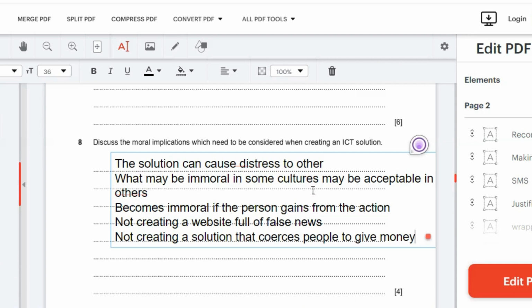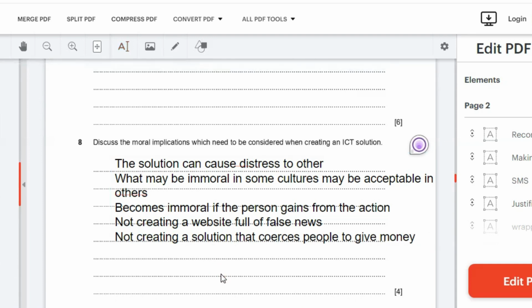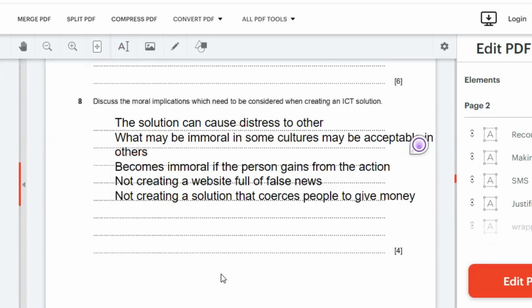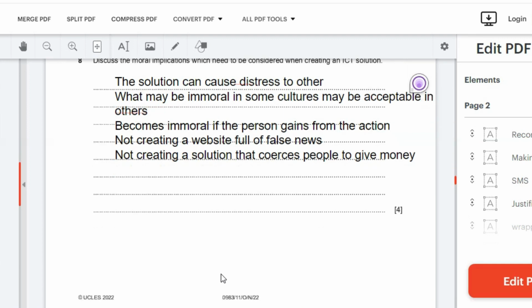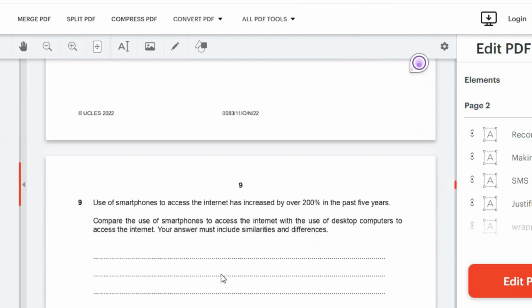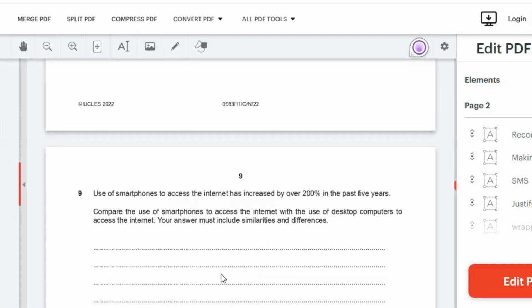Others include not invading people's privacy. Not creating a video solution that earns you money by spreading false facts or lies. Not including offensive, inappropriate, extreme, blasphemous, or discriminatory content. All those are to be done away with. Do we understand? All right, so question number 9.